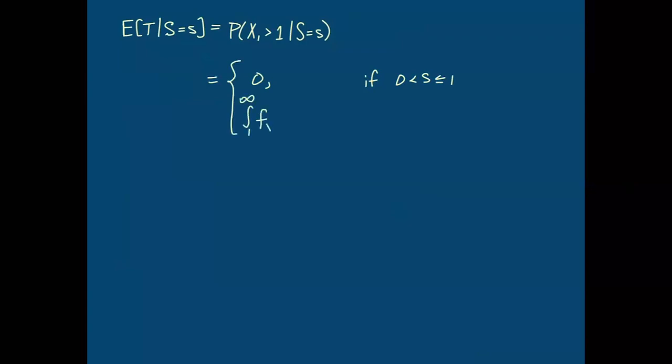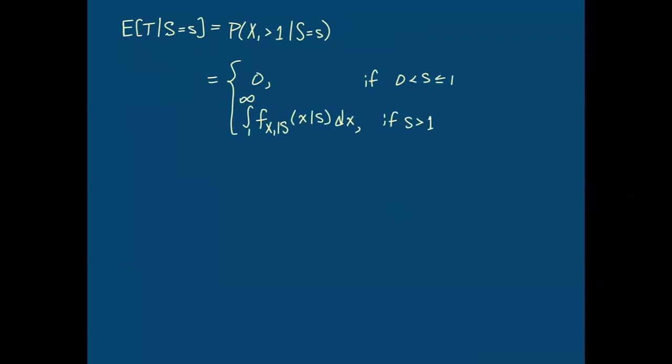Our goal was to find this conditional expectation, which is equal to the probability that x1 is greater than 1, given s equals little s. Because capital S is the sum of capital X1 through capital Xn, if s, this value here, is less than or equal to 1, there's no way the first value in that sum could be greater than 1, and this probability will be 0. However, in the case where s is greater than 1, we get this probability by integrating the conditional PDF we just found from 1 to infinity.